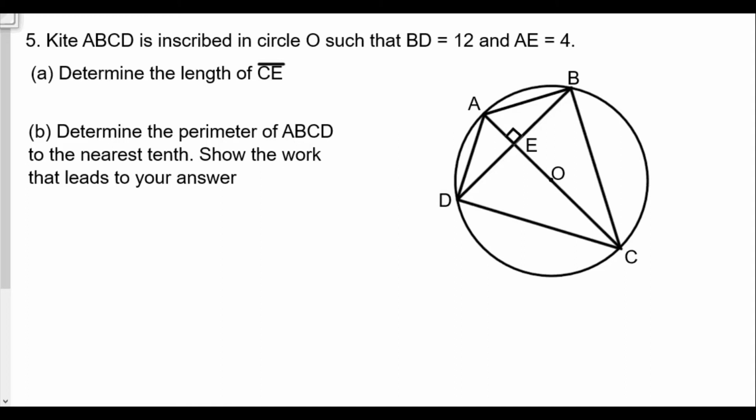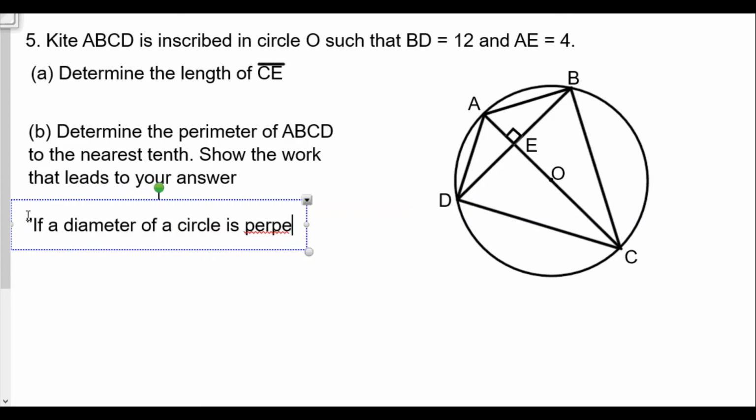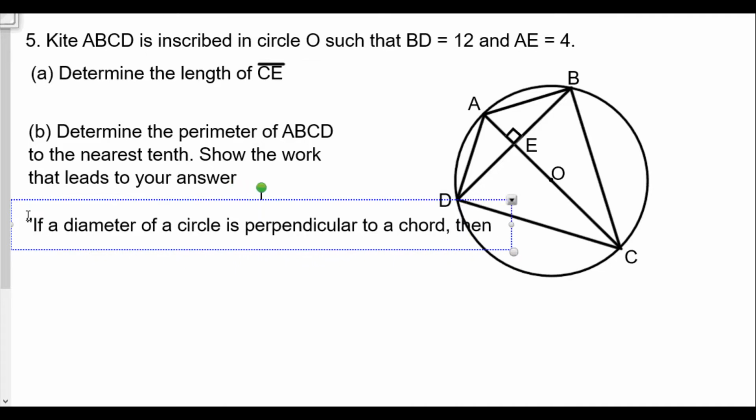And so what it comes down to is that AOC is perpendicular to BD, and therefore one of the theorems we know is that if a diameter is perpendicular to a chord, it bisects the chord. So I'll put that down here. Just a little reminder: if a diameter of a circle is perpendicular to a chord, then it bisects the chord.